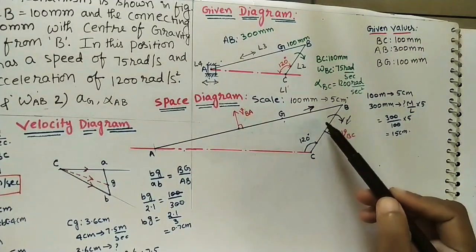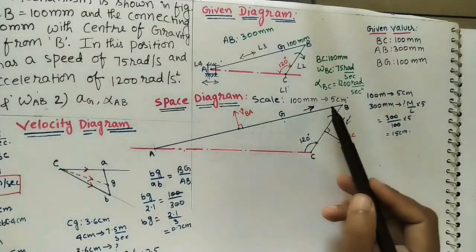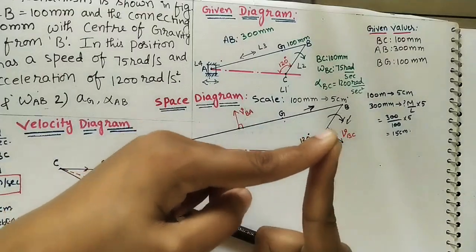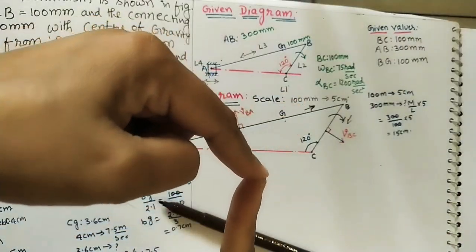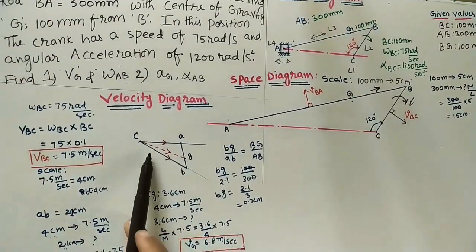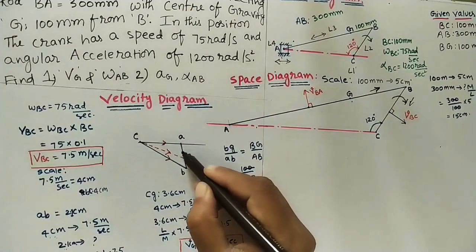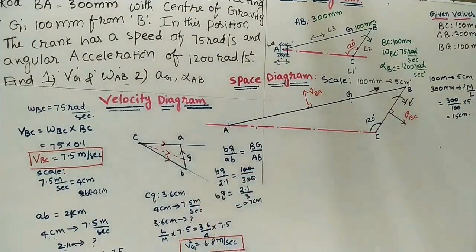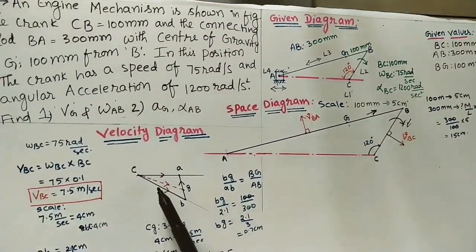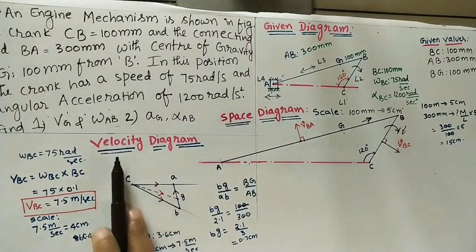As I told, this crank is moving clockwise. So this B is trying to move in this direction, and this connecting rod is moving upward like this. If you take the B point here, one force is acting downward, one force is upward, meaning in the same direction the force will come. At the B point, whatever CB direction we are taking, in the same direction it is moving upward. So here also the same arrow is moving upward. Remember this, directions are important in the velocity diagram.